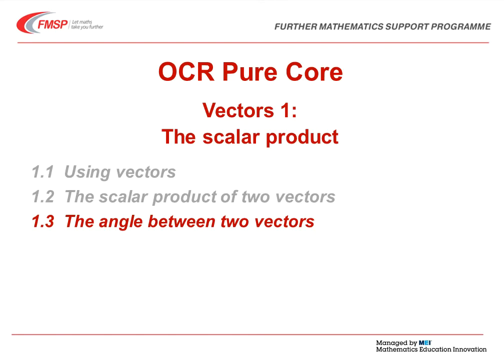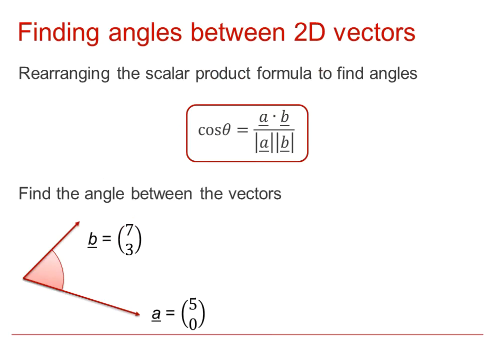Hello, this is the third video of the first vector series for OCR AS Core Pure Further Mathematics, and we will see how to find the angle between two vectors. You will remember from the previous video the result that A dot B equals the magnitude of A times the magnitude of B cos theta. Rearranging this scalar product formula to find angles, we get that cos theta equals the scalar product of A and B divided by the magnitude of A times the magnitude of B.